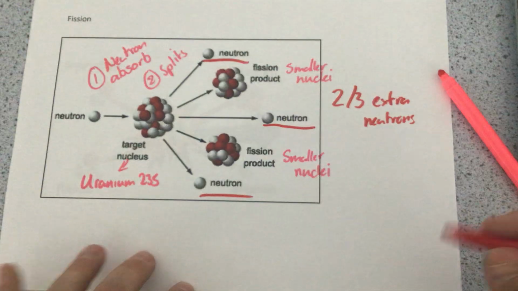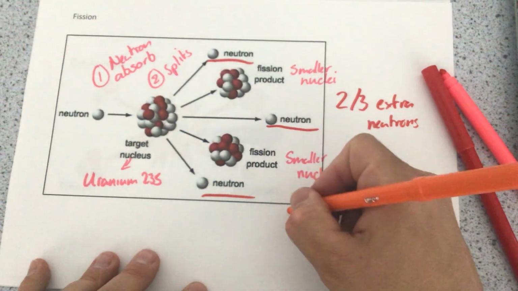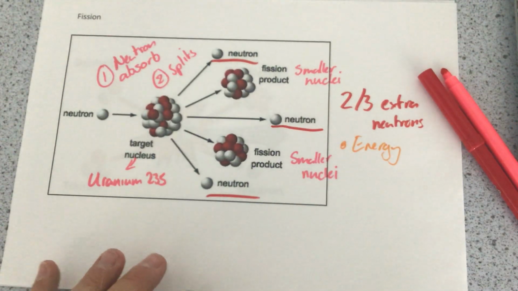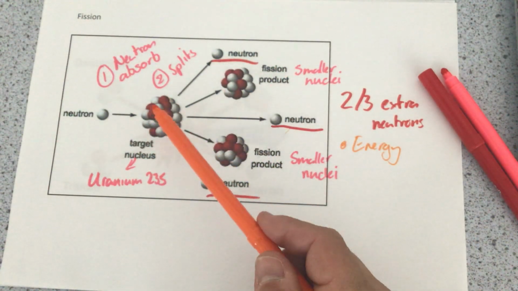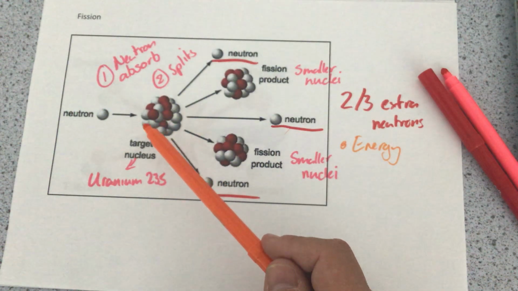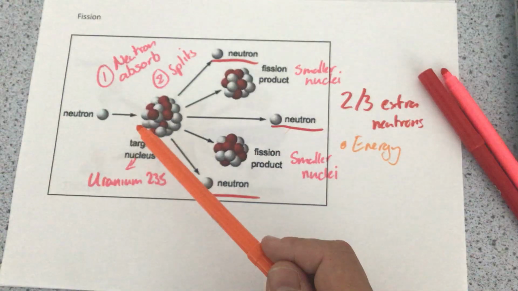At the same time as that happens, we get loads and loads of energy. And what literally happens is some of the matter, some of the mass involved in this neutron and this first nucleus is converted directly into energy. So we have lots and lots and lots of energy produced.